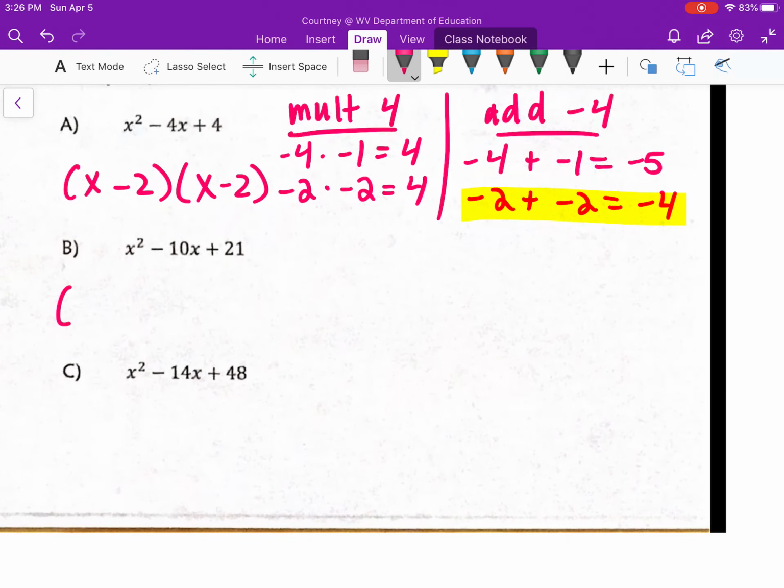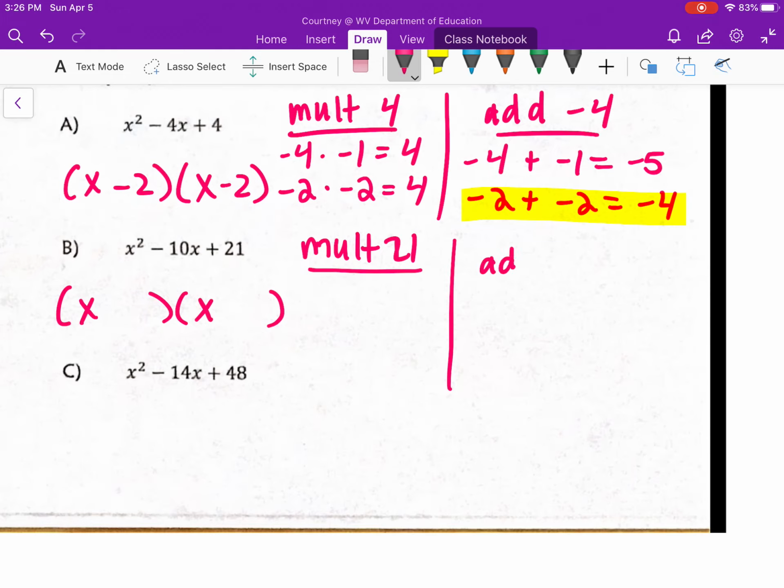Let's go down to the next one. Let's start out. I always forget to start with my x's here. X and x. Remember, multiply to get 21 and add to get negative 10. So what two negative things multiply to get 21? Well, there's negative 21 times negative 1 or negative 7 times negative 3. Let's see if either one of those will add to give us negative 10.